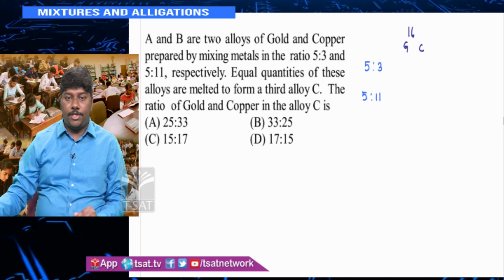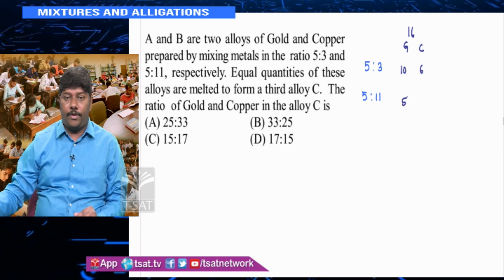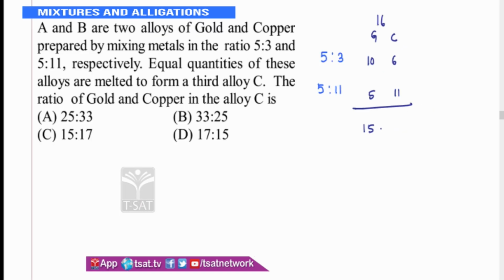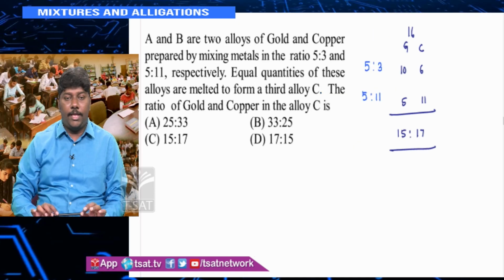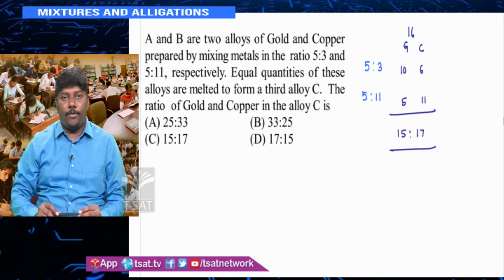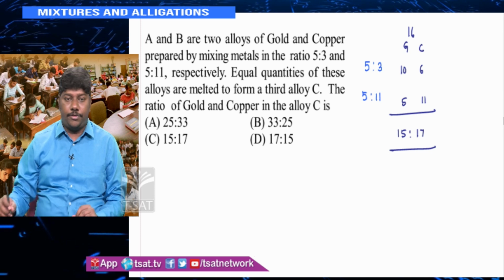8 parts is 16, which means each part is 2. Therefore take 10, 6, 5, 11. What is gold in the resulting mixture? 15. What is copper? 17. So he is saying gold and copper in the first one is 5:3, second one is 5:11. In the mixture it is 15:17.